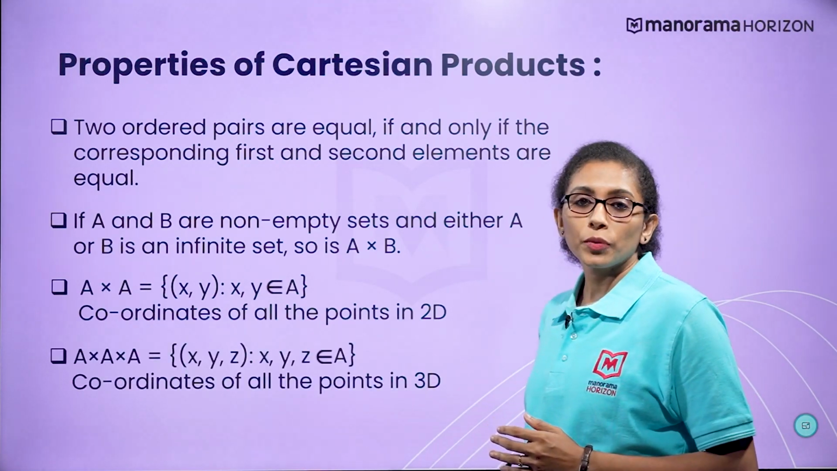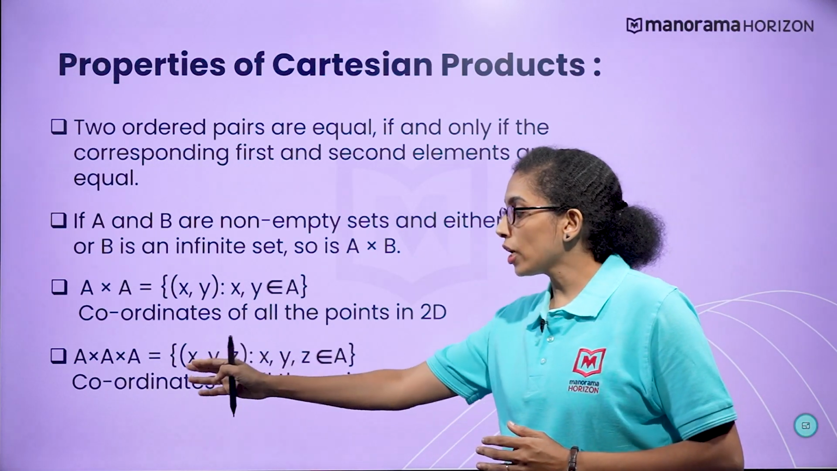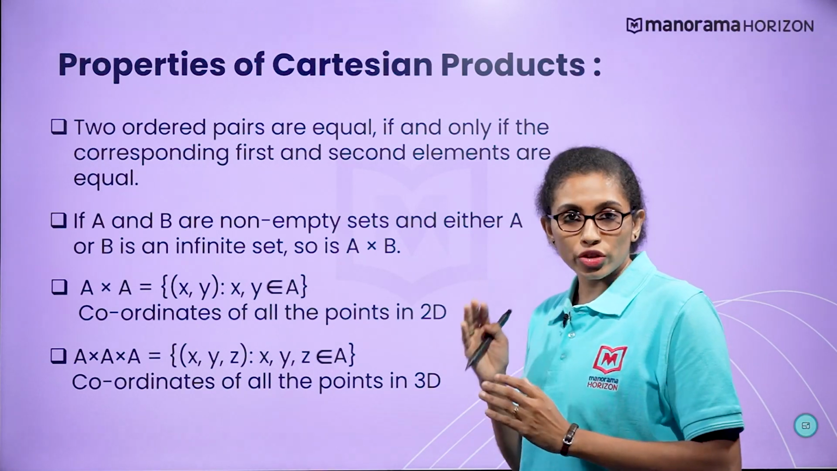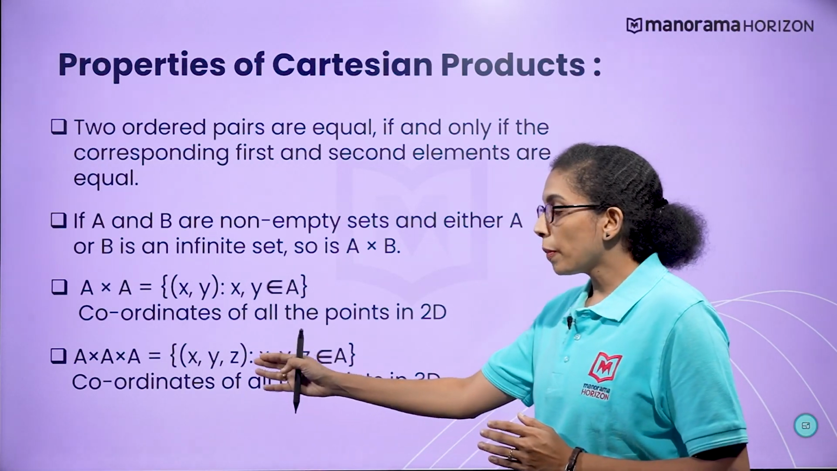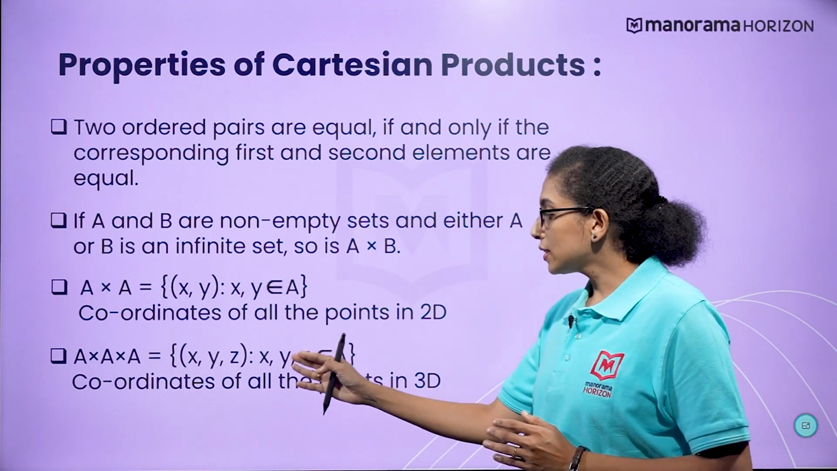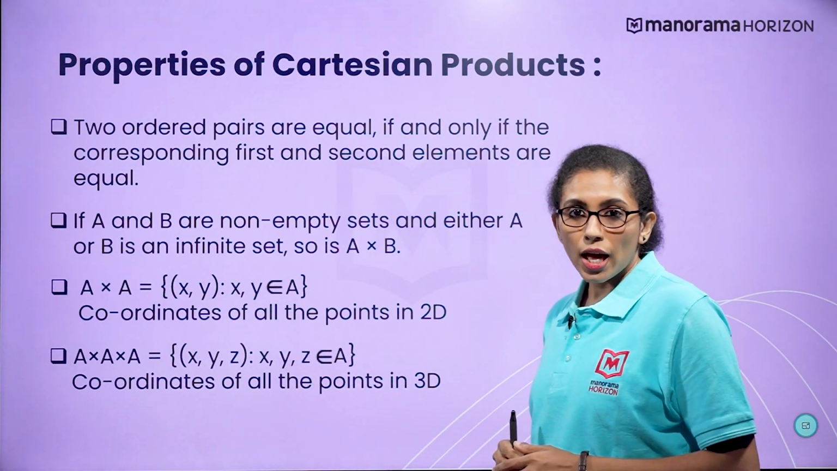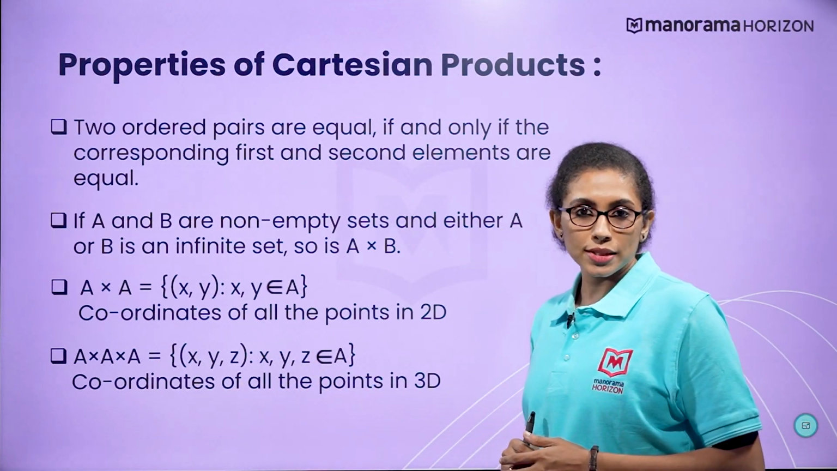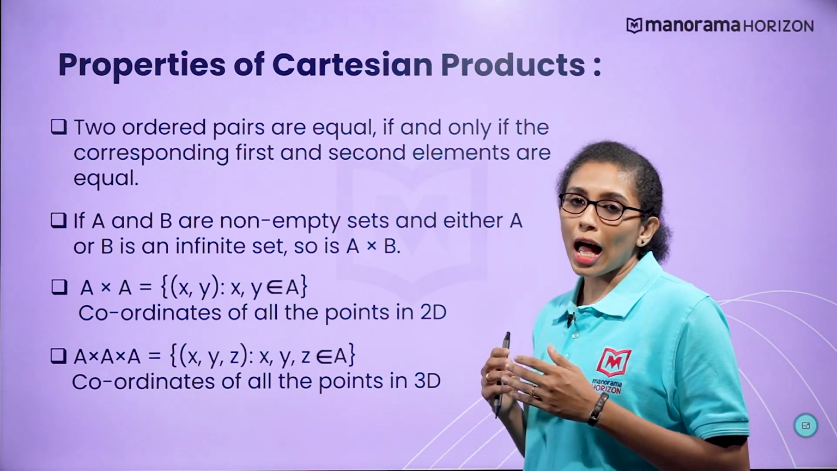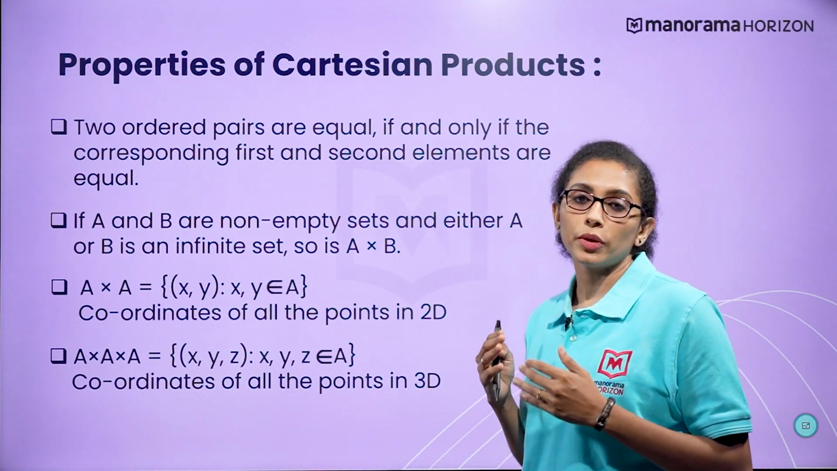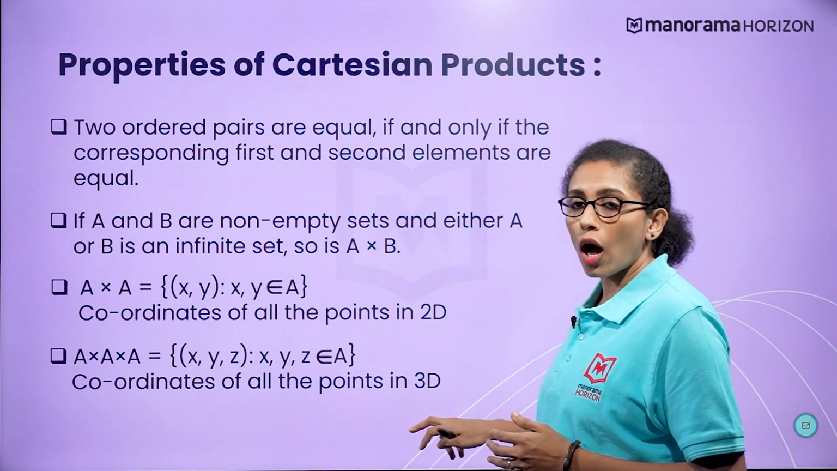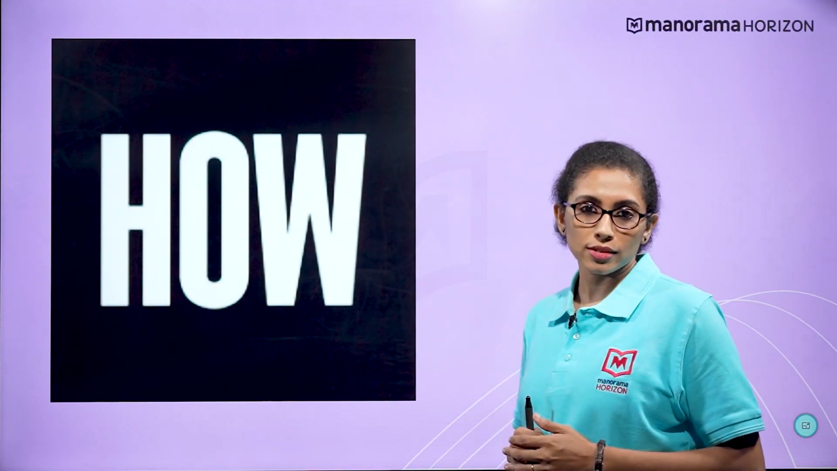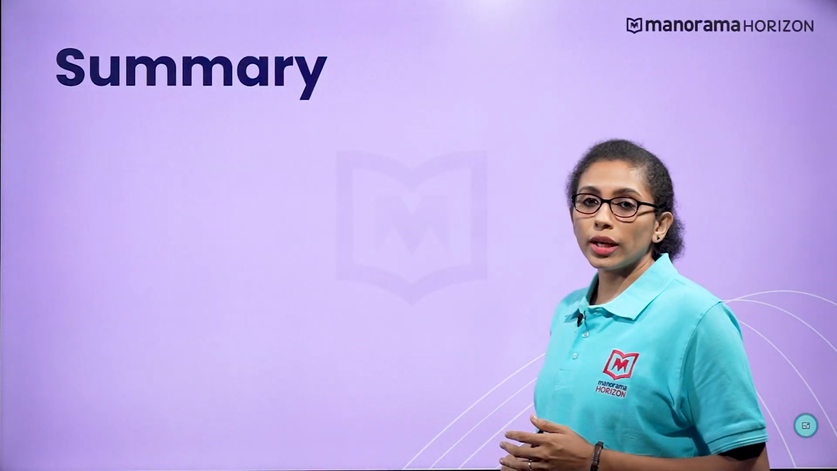The last property: the Cartesian product A cross A cross A is represented by ordered triples (x, y, z), where x, y, z are elements of A, and this represents the coordinates of all the points in three-dimensional space. Now that we have understood the multiplicative principle of sets, let's see how this principle can be used in creating links between different sets. Now coming to the summary part.